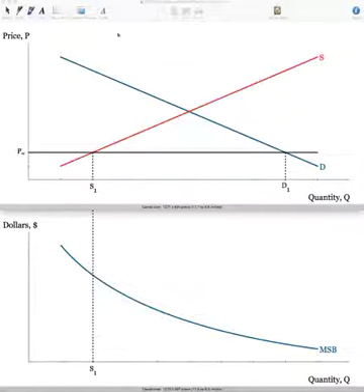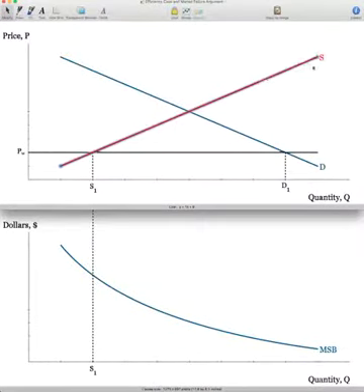So if you look at the graph at the top here, we have our domestic supply, our domestic demand. So this is the domestic marketplace. And we have a world price that is below the equilibrium that would have occurred in this economy if it was producing all on its own. It was self-sufficient, it was producing in autarky. So this world price is below the equilibrium that would have occurred in this domestic marketplace.